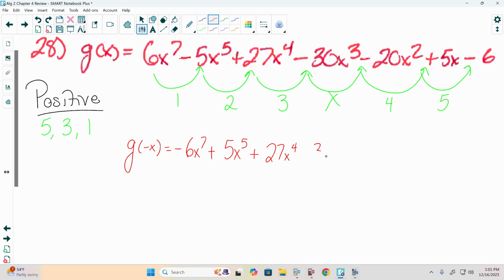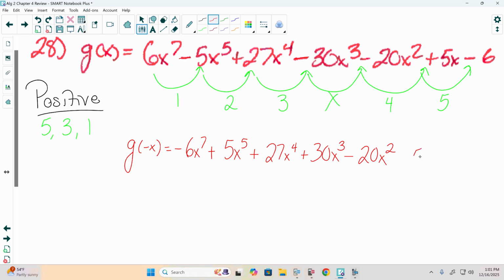Our next term is 30x cubed. X to the 3rd power, that 3rd power is odd, so we need to change it from negative to positive. When the exponent's odd, change the sign. When the exponent's even, leave it alone. Our 20x squared is even. It's an even exponent, so the sign would stay the same.